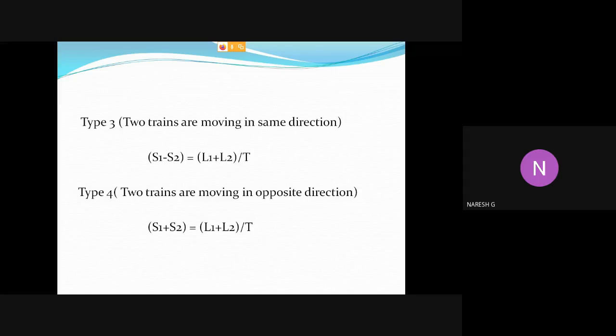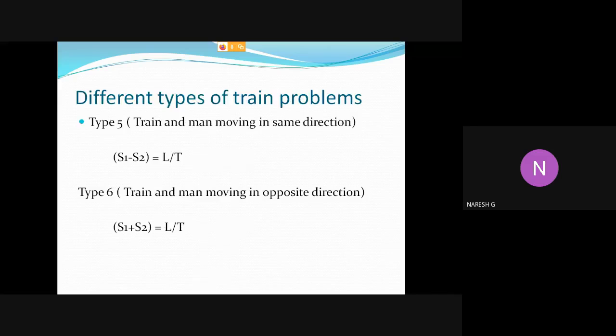If two trains are moving in the same direction, then S1 minus S2 equal to L1 plus L2 by T. If two trains are moving in opposite directions, S1 plus S2 equal to L1 plus L2 by T. Train and man moving in the same direction, then S1 minus S2 equal to L by T. Train and man moving in opposite directions, S1 plus S2 equal to L by T.